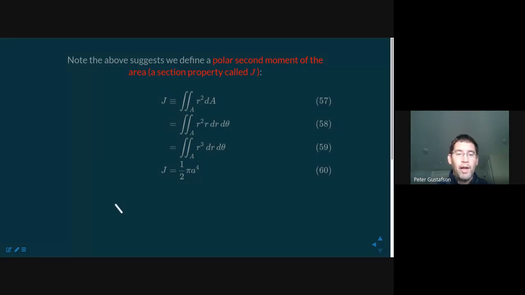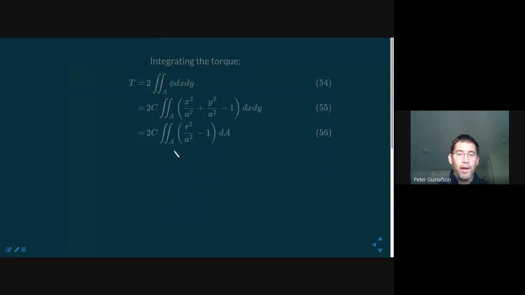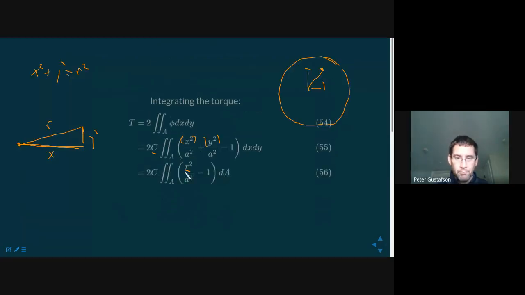Okay, so we're going to continue forward. So now what we're going to do is substitute this value J, replacing the integral with J in the prior equation. I'll go back to that equation here for a second. So I'm replacing this integral with J. It's also worth noting, of course, that the integral of 1 dA is equal to A, the area, so that's pi r squared, or in this case, pi a squared.